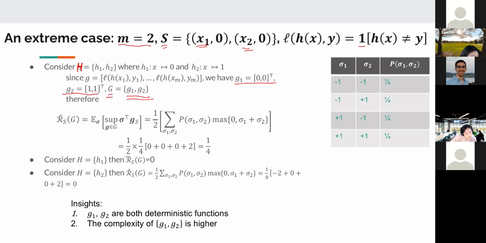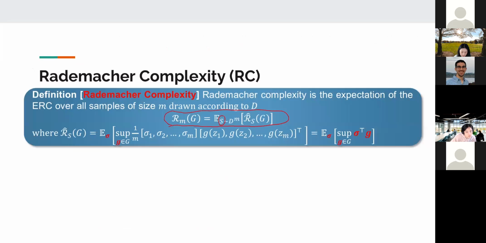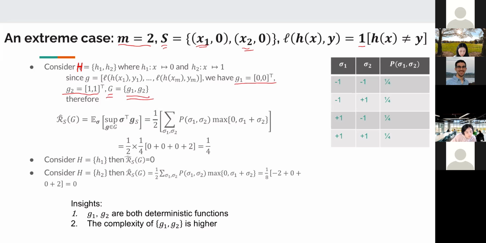Is the supremum in the definition missing 1 over m? Yes, indeed. Sorry about that. That's a very good point. I forgot to include that. So indeed, there should be a 1 over m here. I think I'm missing it here as well. Thanks. But that won't affect the result too much. It is just a scaling factor.